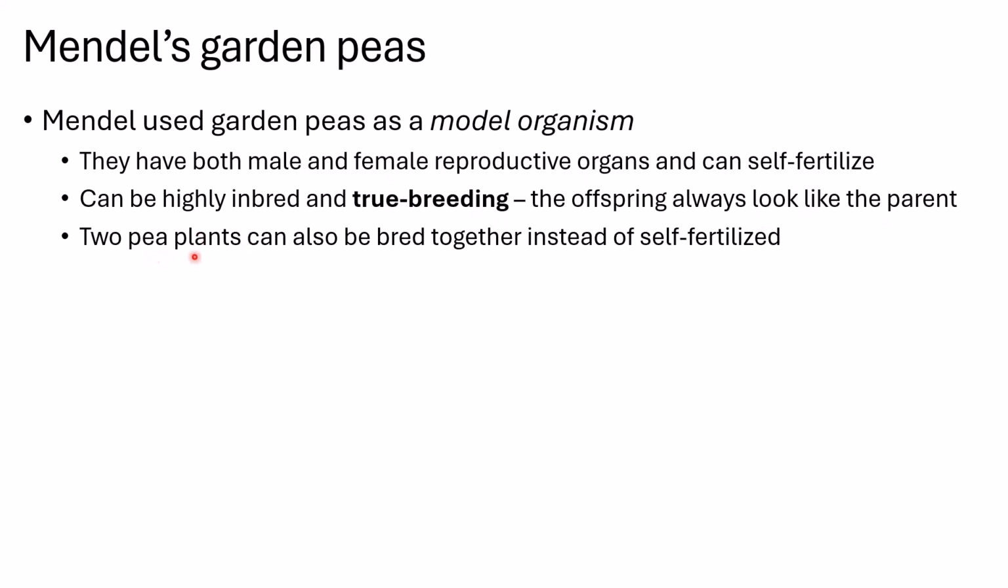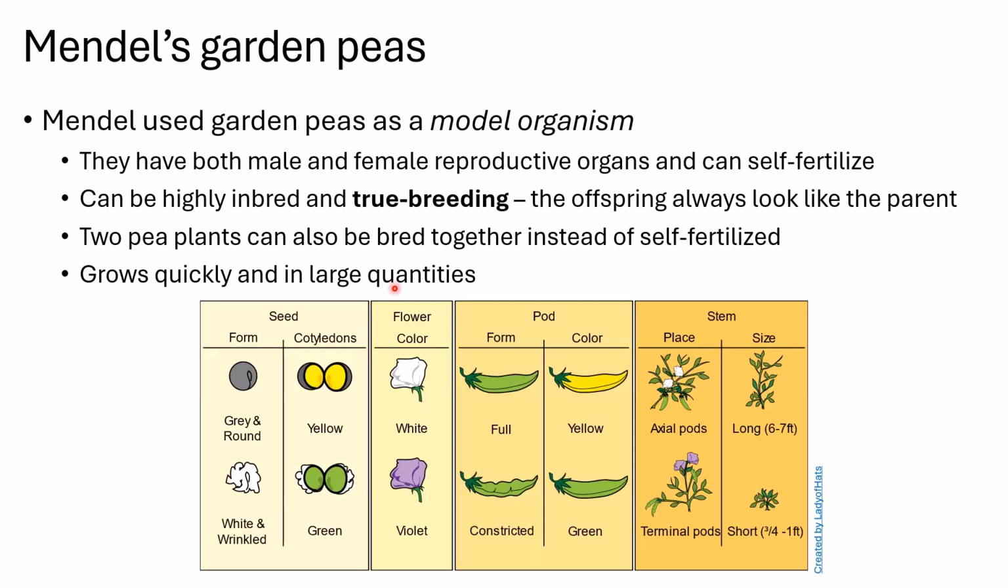2 pea plants can also be bred together instead of doing self-fertilization. They also grow quickly and in large quantities, allowing for Mendel to obtain a large number of observations in a relatively short period of time. Another reason why pea plants are great for genetics is that they have characteristics that each have 2 distinct traits. Mendel looked at 7 characteristics in particular, and the 2 traits he observed for each characteristic are shown in this diagram here. We will look at his crosses with flower color first.